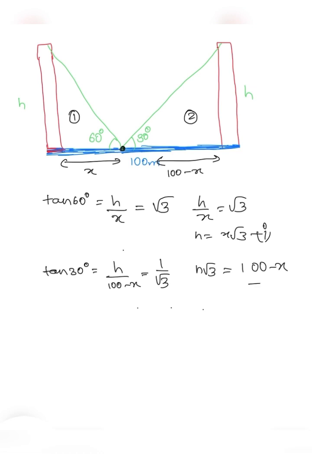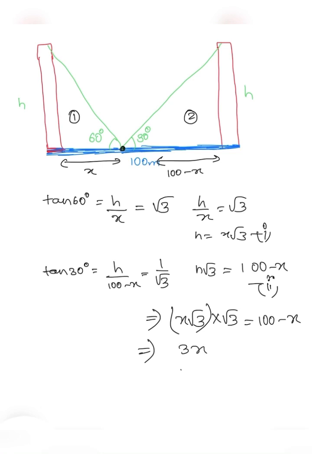Now using the previous equation, equation 1, if we put the value of h, which is x root 3, in this equation, instead of h we can write x root 3, which will again get multiplied by root 3. So h root 3 we can write as x root 3 into root 3. And on the other side, again, it will be 100 minus x. Here x root 3 is the value of h from the previous equation. For solving it further, x root 3 into root 3 will become 3x.